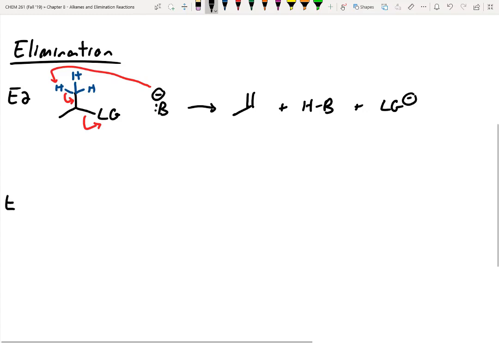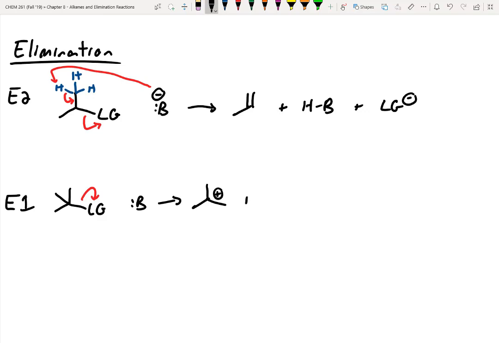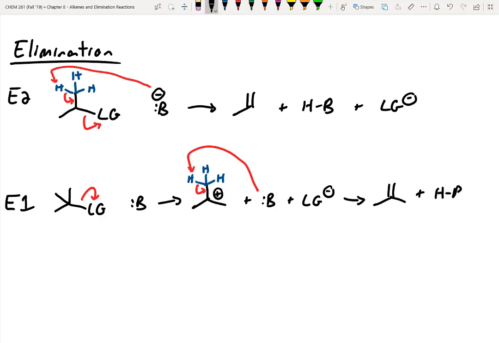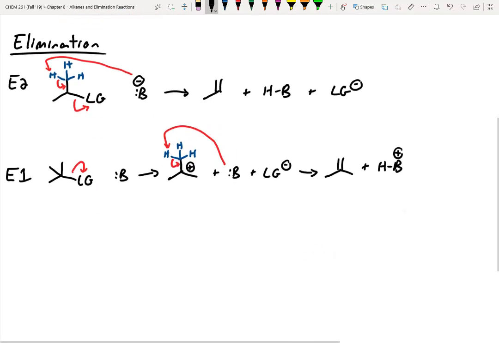And let's do E1 immediately underneath. This time we don't need a strong base, but our first step is going to be our leaving group falling off. And then just like before, we need to find beta protons. In this case, it's going to be a proton that's one further away from our carbocation.